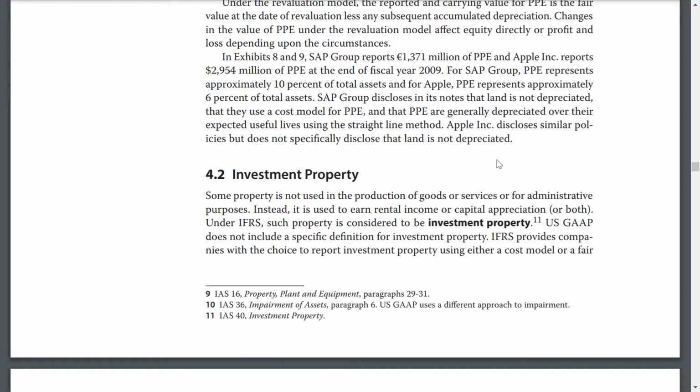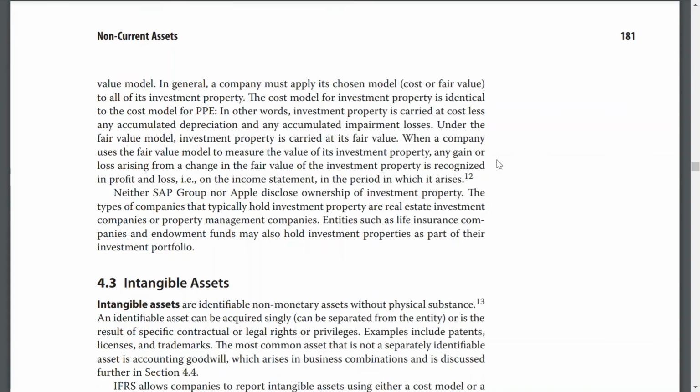IFRS provides companies with the choice to report investment properties using either a cost model or a fair value model. In general, a company must apply its chosen model to all its investment property. The cost model for investment property is identical to the cost model for PPE. In other words, investment property is carried at cost less any accumulated depreciation and any accumulated impairment losses. Under the fair value model, investment property is carried at its fair value.